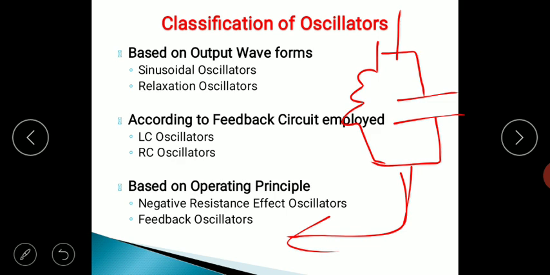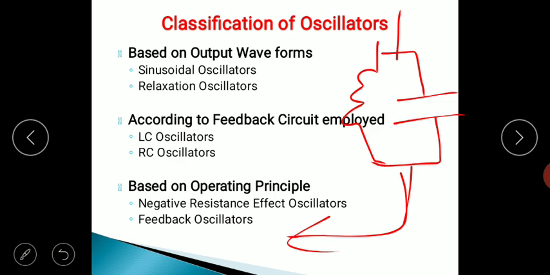Normally these LC oscillators are used to generate high frequency oscillations or high frequency signals, and the examples of the LC oscillators are Hartley oscillator, Colpitt's oscillator, or even we can consider crystal oscillator as a part of LC oscillator. That is Hartley, Colpitt's, crystal oscillator, they can come under the category of LC oscillators because they make use of inductance and capacitance connected in parallel called tank circuit as a feedback element or feedback circuit.